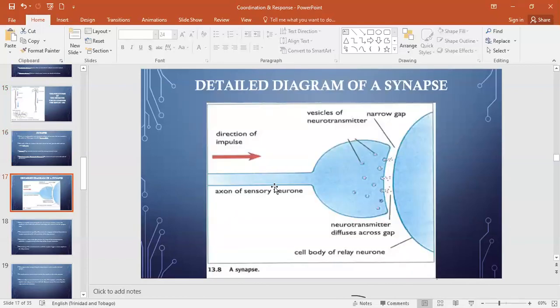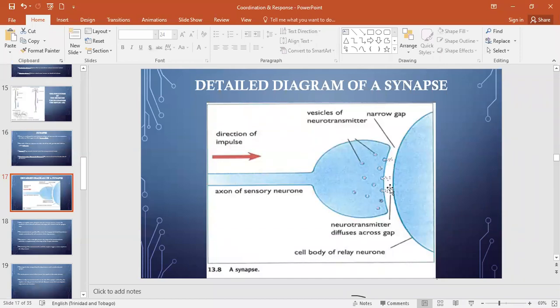So this is where you have the ending of one neuron. This is the axon of a sensory neuron, for example, and this is where you get to the nerve ending. And here now is the dendrite of another neuron, the dendrite of the relay neuron. Now look at how you are seeing there is a narrow gap. So it's not that the end of one sensory neuron is directly attached to the beginning of the other nerve. It's not like that. There is a space.